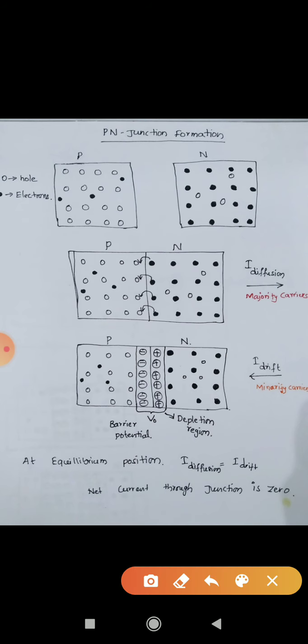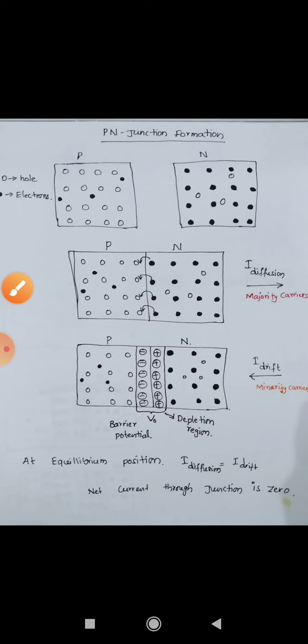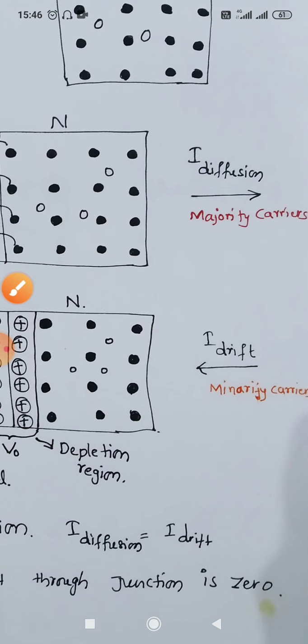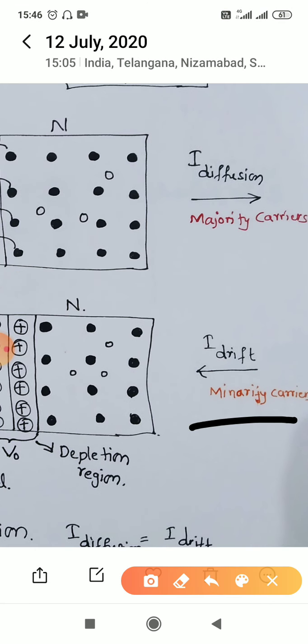But not only electrons here on the n side, we also have small numbers of minority charge carriers, holes. And on the p side, a few electrons are also there. So these electrons on the p side come and drift towards the n side and combine with holes to give a small current called drift current. Drift current is due to minority charge carriers. And here we can see a small amount of diffusion current as well as drift current.